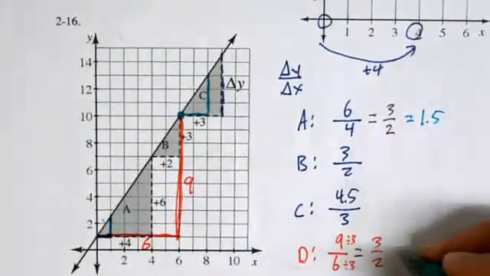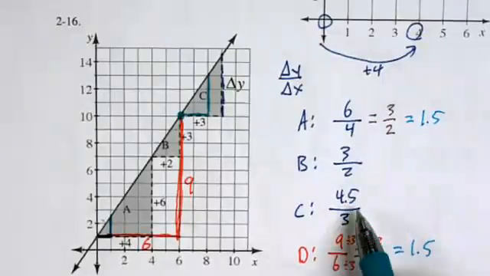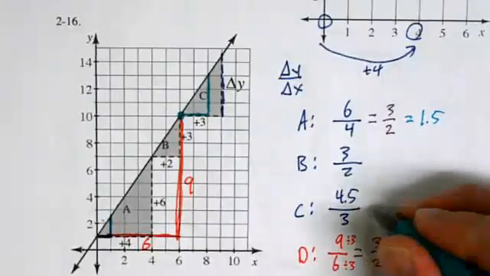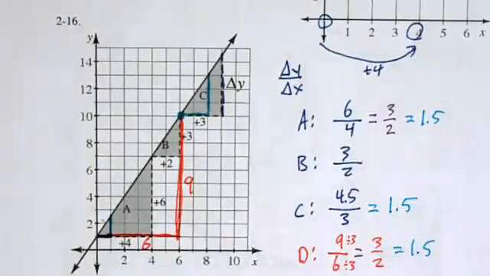6 divided by 9 is 1.5. 6 divided by 4 is 1.5. You can try this in your calculator if you don't trust me, but 4.5 divided by 3 is 1.5. 1.5 is our slope here. And it doesn't matter which triangle we draw on it, we're always going to get 1.5. So slope measures how steep something is.